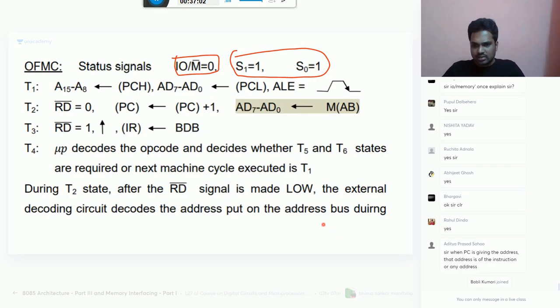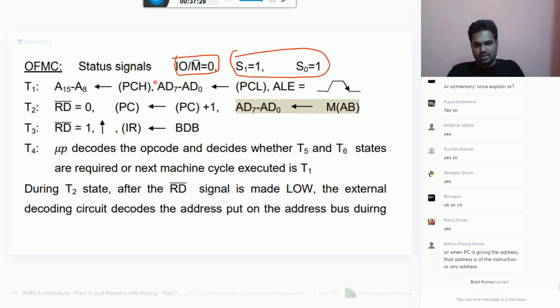PC is giving the address, whatever it is loaded with, that particular address PC will give. You are the person who is loading the PC. It can be at any location depending on your program. Wherever your program is, there we write it. It need not be 0. It can be 2000, 3000, anything. Initially, we load the PC. If a reset is pressed, the PC becomes 0.